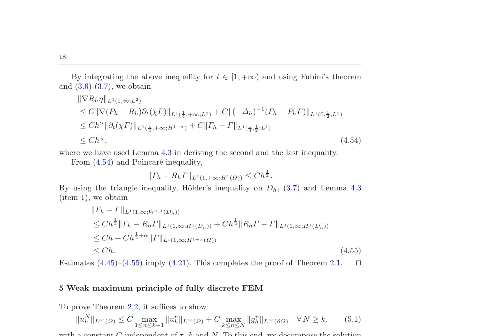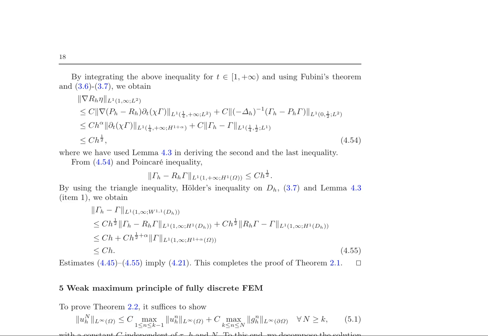This estimate is further refined using lemma 4.3 to yield ‖∇ρ_h η‖_{L^1(1,∞;L^2)} ≤ c h^α ‖∇∂_t χ‖_{L^1(1,∞)} h^{1+α} + c‖∇Γ_h φ‖_{L^1(1,∞;L^1)}, which ultimately leads to the estimate ‖∇ρ_h η‖_{L^1(1,∞;L^2)} ≤ c h^{1/2}.